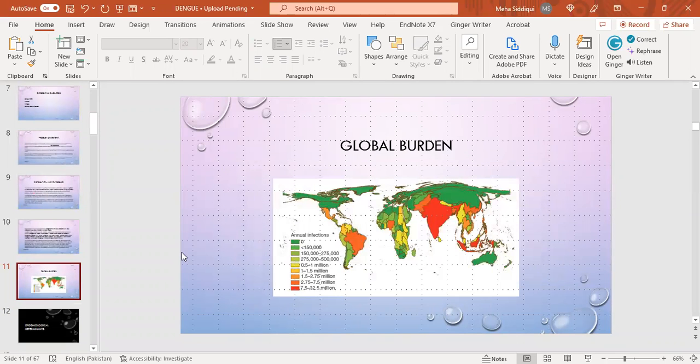So this is a map showing the burden of dengue fever worldwide, and we can see that the highest burden or prevalence is seen in the Asia region, followed by America and other areas.